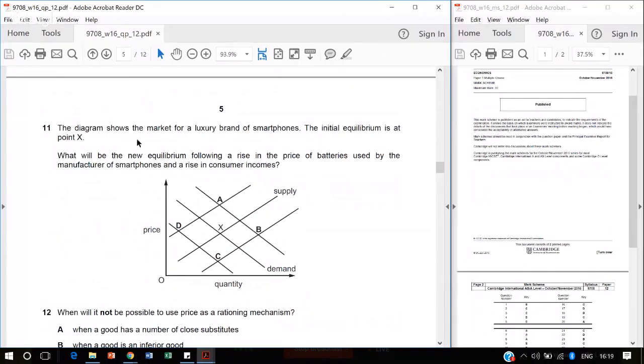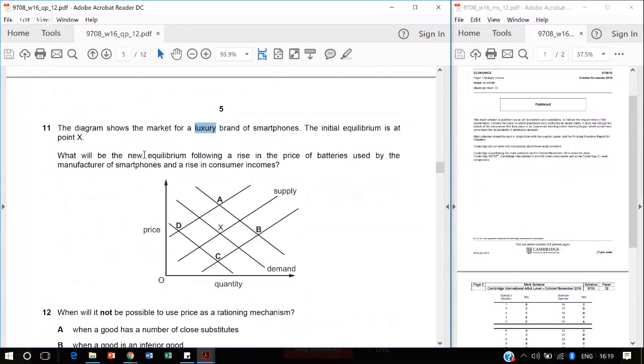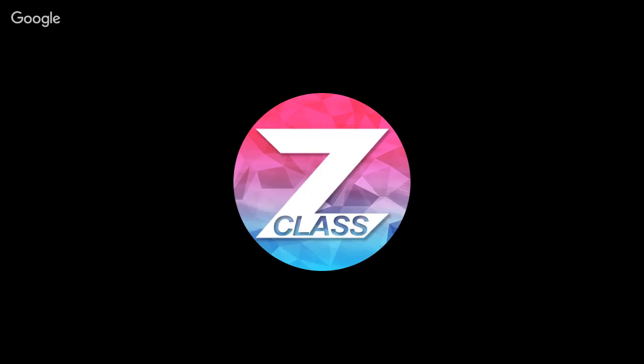The initial equilibrium is at point X. Whereas, what's the opposite of luxury good? Inferior? An inferior good, very good, yeah. Okay. So luxury is the same as normal. Oh no, sorry, it's more than that. Okay. Never mind, sorry. Yeah, okay.